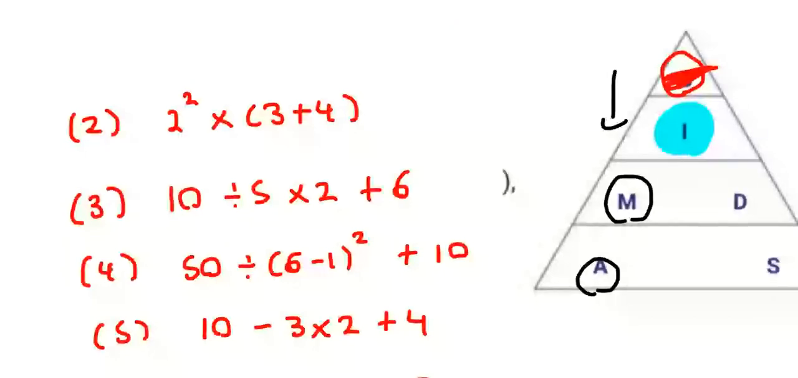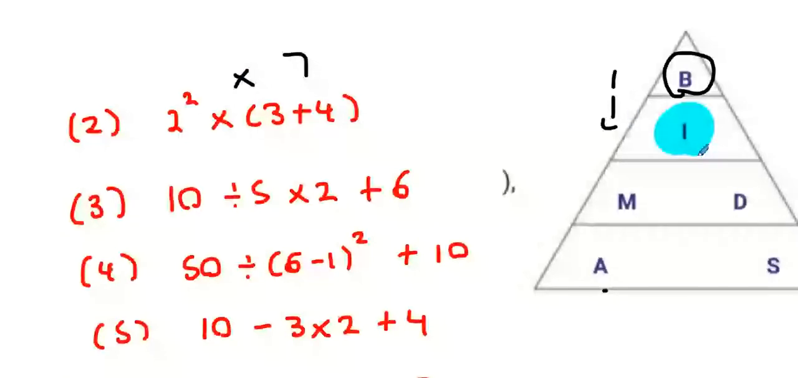If you go through your list again, what we're going to do first is what's in the brackets. Start off with your brackets: 3 plus 4, that's 7. Next thing you do is your indices, which is the I, and your indices are your squared number. So 2 squared is 4. And then finally, 4 multiplied by 7 is multiplication, and that gets you to 28. Okay? So that's your next answer.